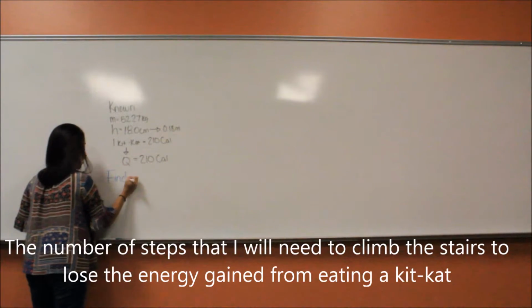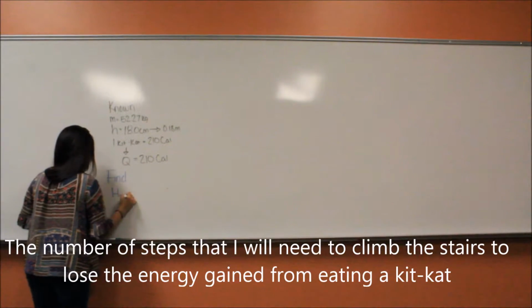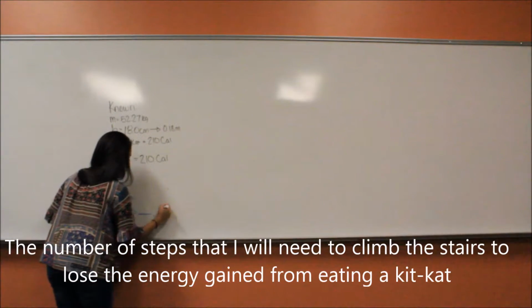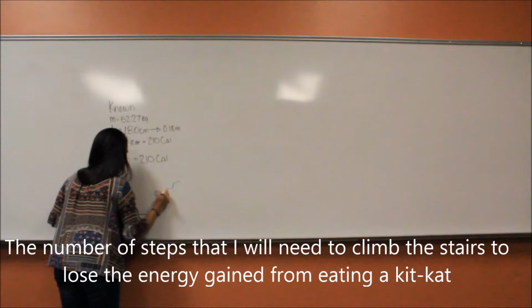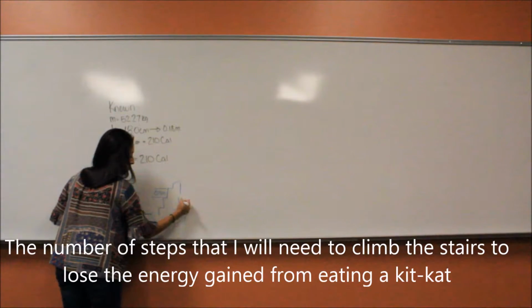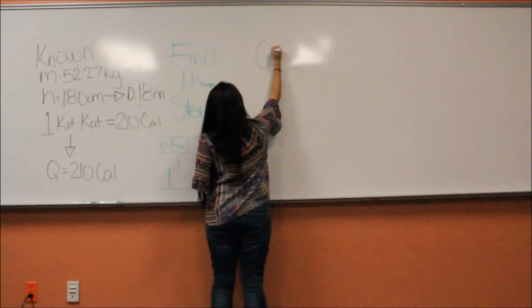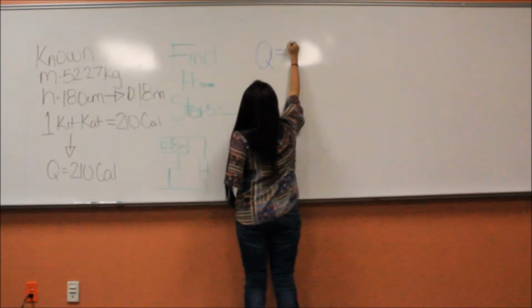What we need to find is the number of steps I will need to climb the stairs to lose the energy gained from the Kit Kat. In order to find the number of steps I need to climb, I will need to solve for the height to climb, which will be capital H. Now that we know what we have and what we need to find, we can begin to solve the problem.